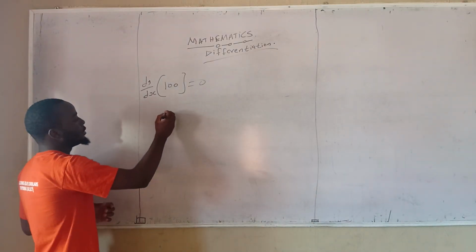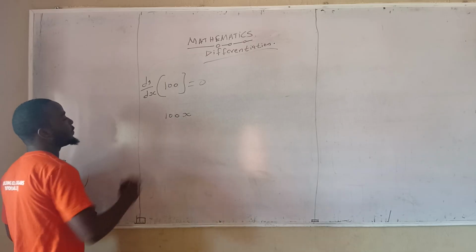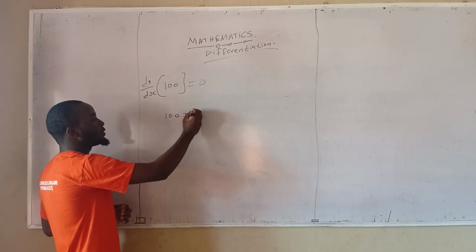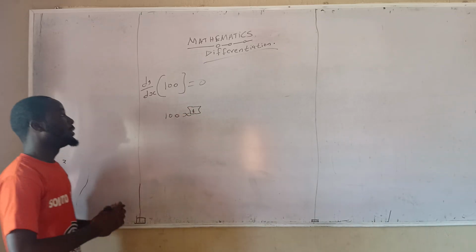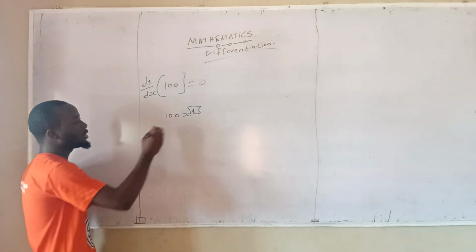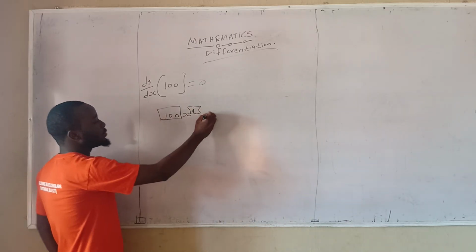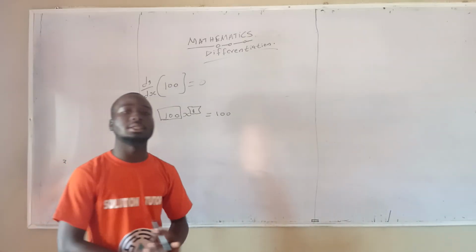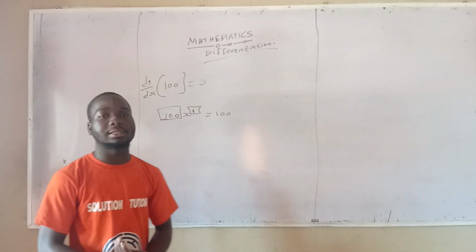But assuming you are differentiating not another number now, but 100x. How do you find the differentiation of 100x? Just know that in as much as the power of x is 1, it's not greater than 1, it's not less than 1, the differentiation of it is its coefficient. That is, the differentiation of 100x is 100. Differentiation of 200x is 200. Differentiation of 300x is still 300.